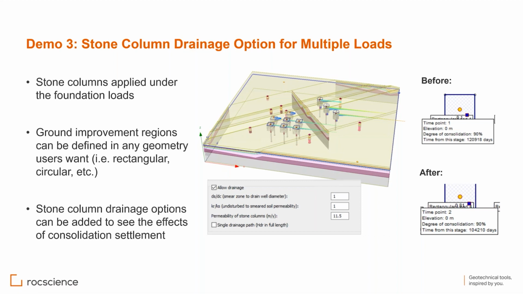And of course, the drainage option is the key feature that we want to focus on, where the improvement of the settlement can be shown on the right, as what we had before and what we had after. It significantly reduces the time it requires for the soil to reach 90% of the consolidation with the same load applied. So let's now move on to the cases.